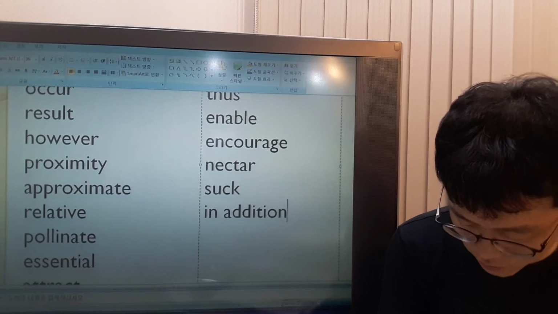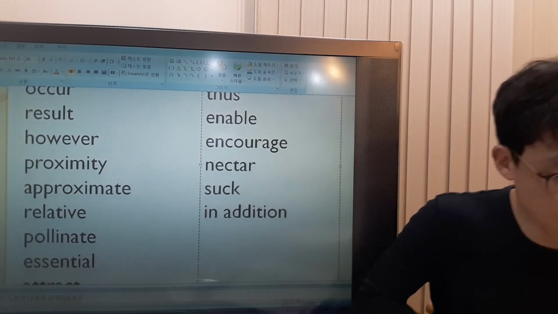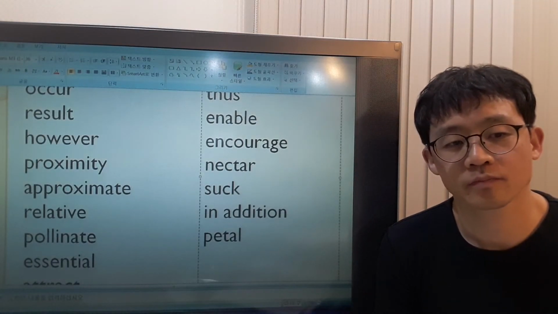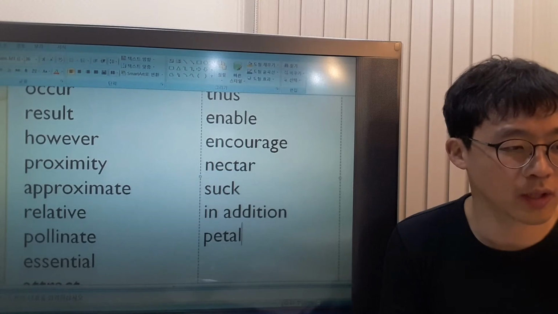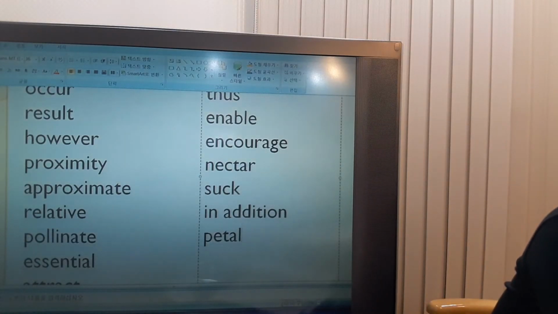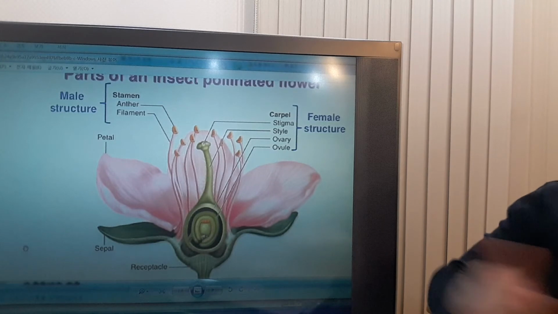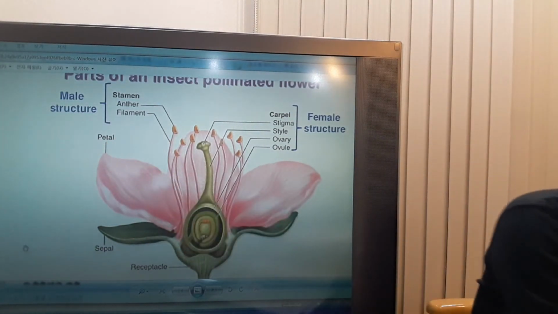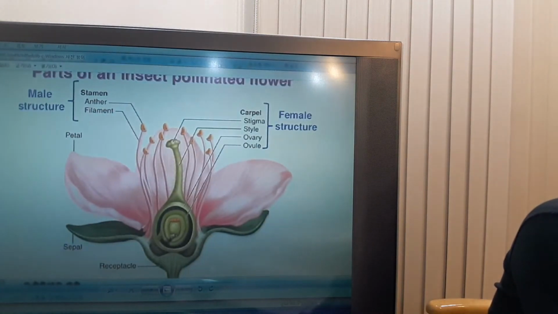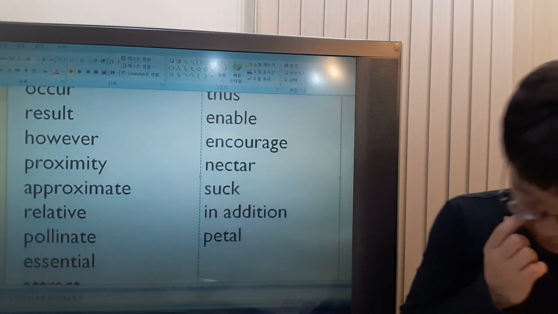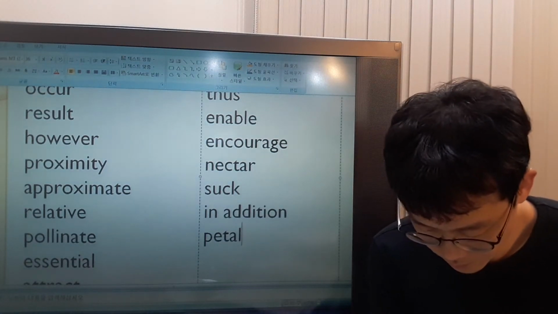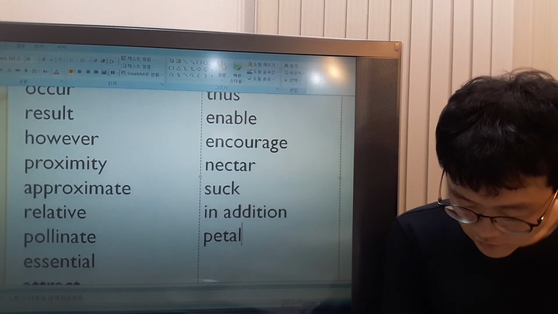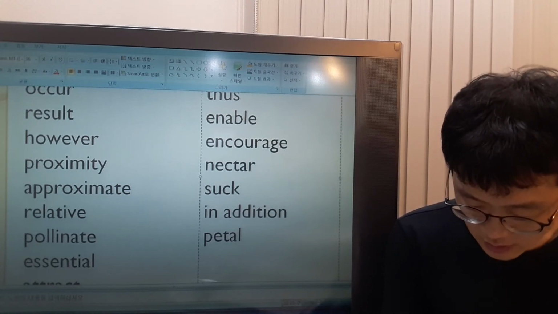The colorful petals of many blooming flowers. What is a petal? Petal is the thin part of a flower surrounding it. Let me give you, this is a petal. Okay? Petal. They can be in colors or they can be white. The colorful petals of many blooming flowers act as attractors.